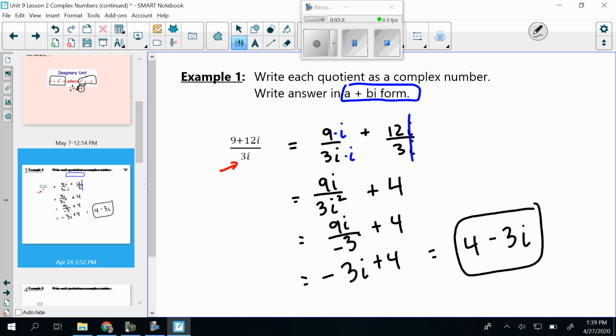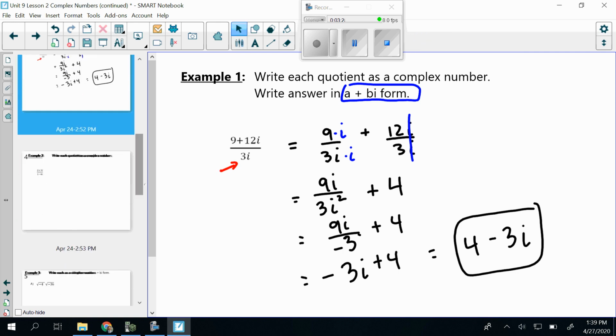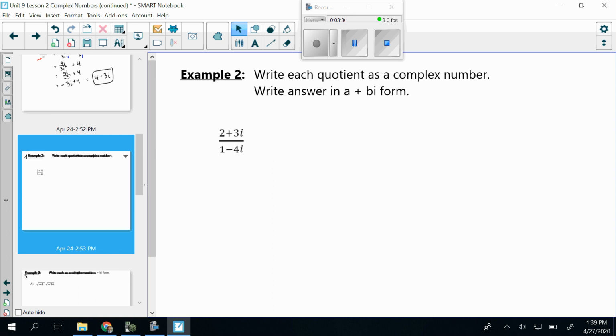Okay, let's try another one here. This next one, now we've got both a real and complex part in both top and bottom. So on this one, just trying to split that doesn't work. We can't split it into two different things with two different denominators. Doesn't work in this case.